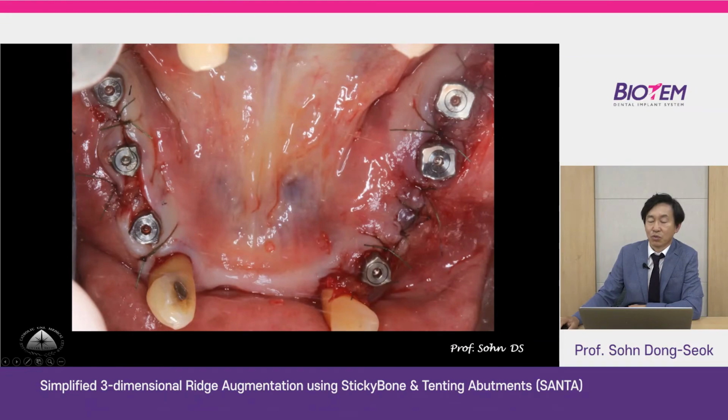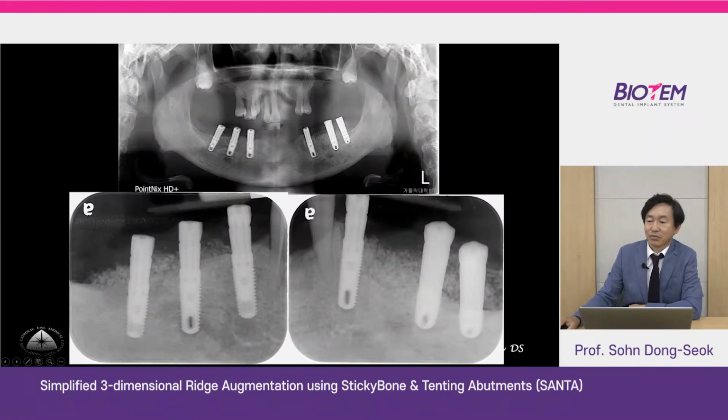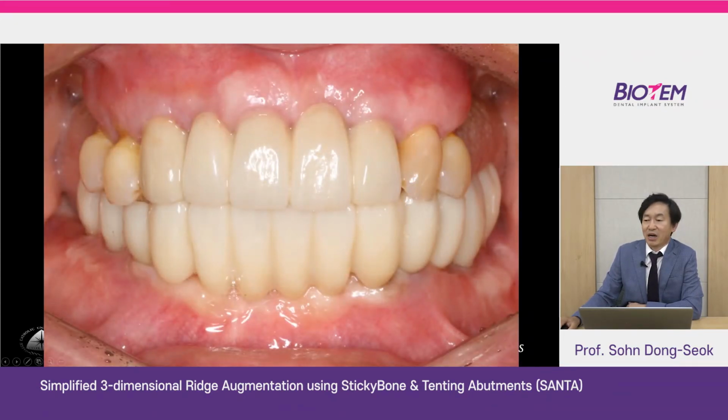Primary wound closure was done, but you can see some exposed CGF membrane here, but the wound healing was uneventful. Excellent soft tissue healing was achieved thanks to the CGF membrane. Immediate restoration was delivered on the next day. This is a post-op radiogram. You can see the grafting materials around the implant, vertically augmented ridge here. The final restoration was delivered after 5 months of healing.